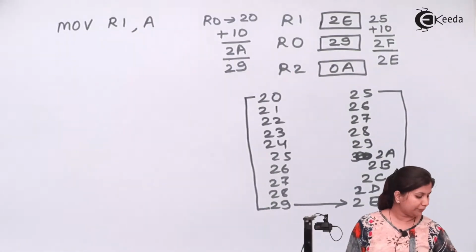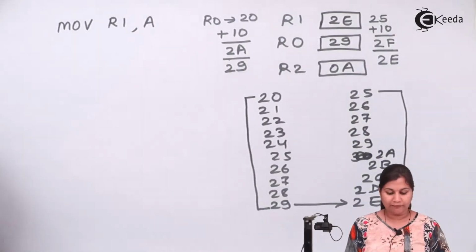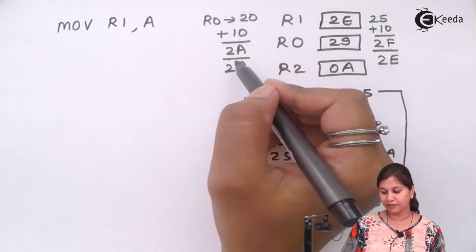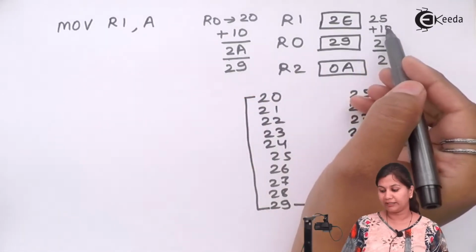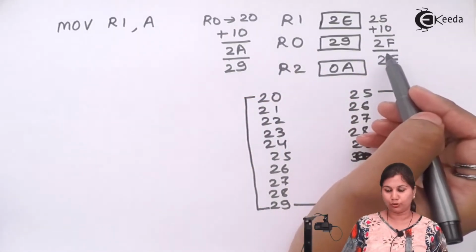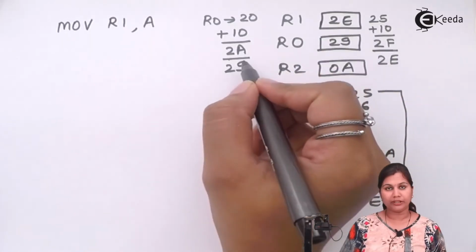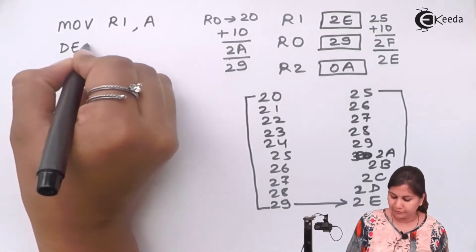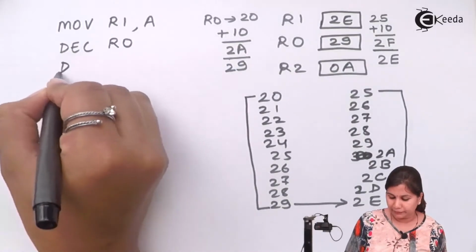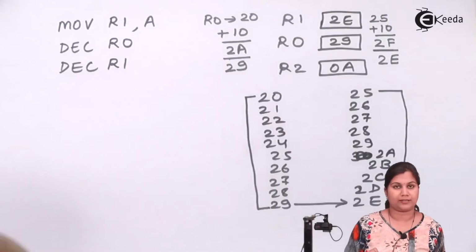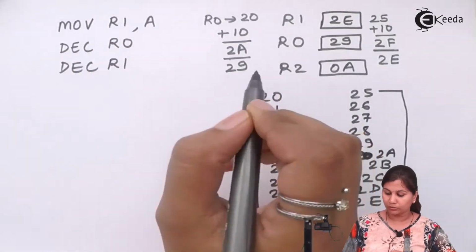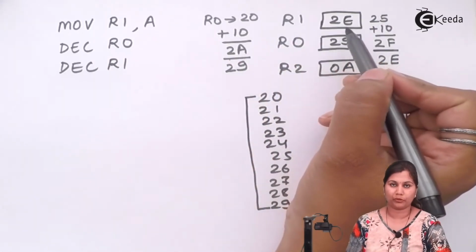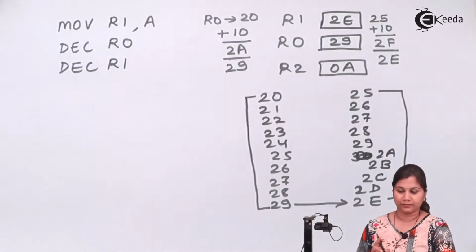Okay. So in the program, you have seen that we added 10 to 20, so it became 2A, and when we added 10 to 25, it became 2F. But we have to decrement it by 1. So the next step here will be the decrement of R0 and decrementing the R1 register. Now R0 will become 29 and R1 will become 2E. That thing you have to keep in mind.